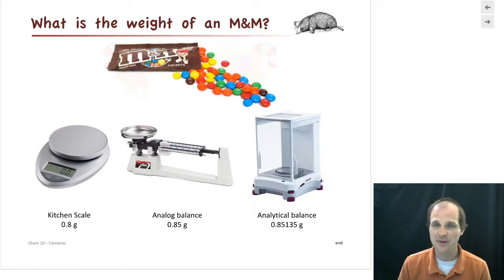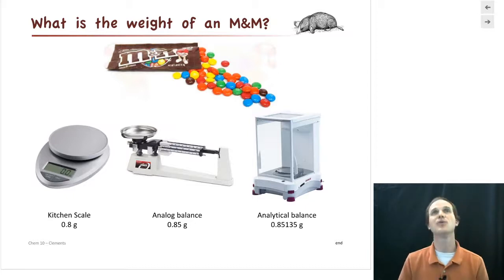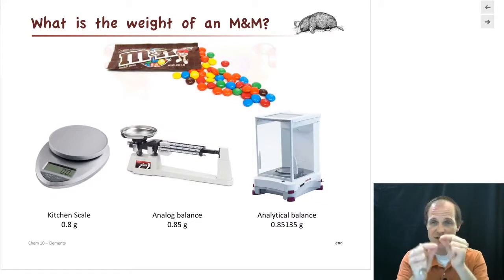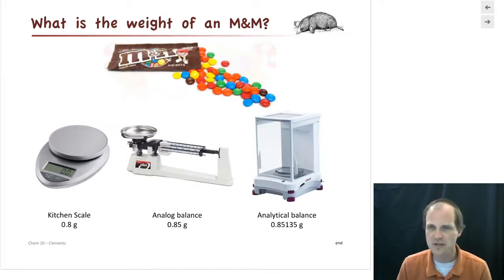Now, let's say you really wanted to know the mass of that M&M really well. You'd get yourself an analytical balance for several $1,000s. You can get 5 digits after the decimal. Wow! So there's something to be said that the more precisely you want to know something, the more digits you want to know, the more you have to pay for it, or the more work you have to do. There's a difference between saying 0.8 grams and 0.85135 grams.